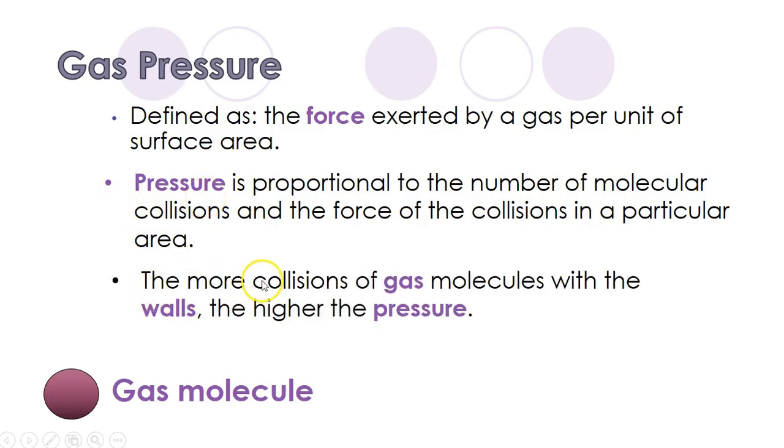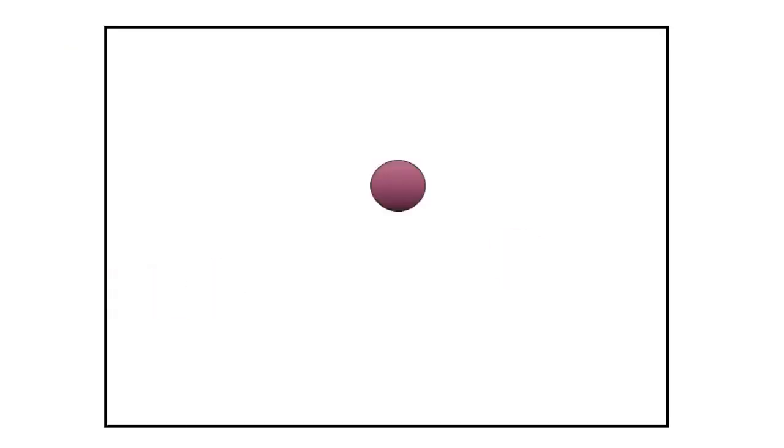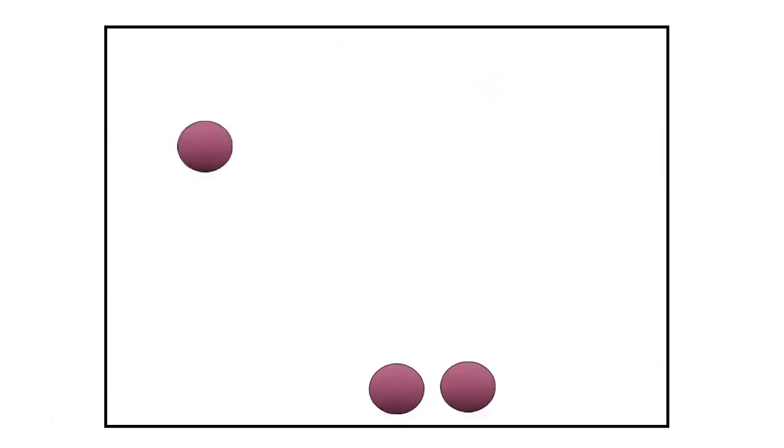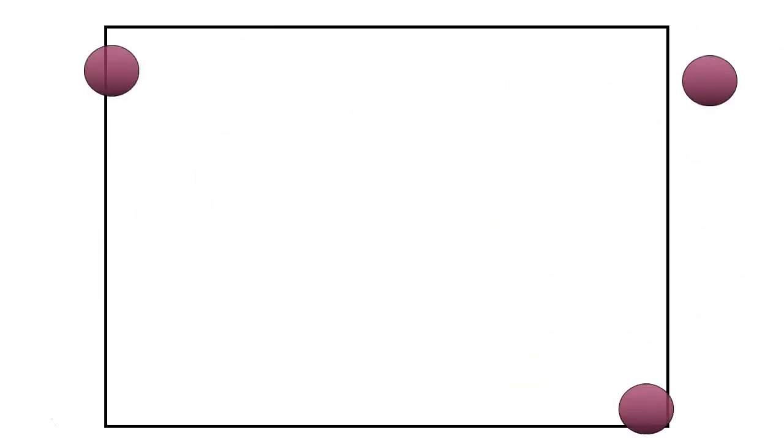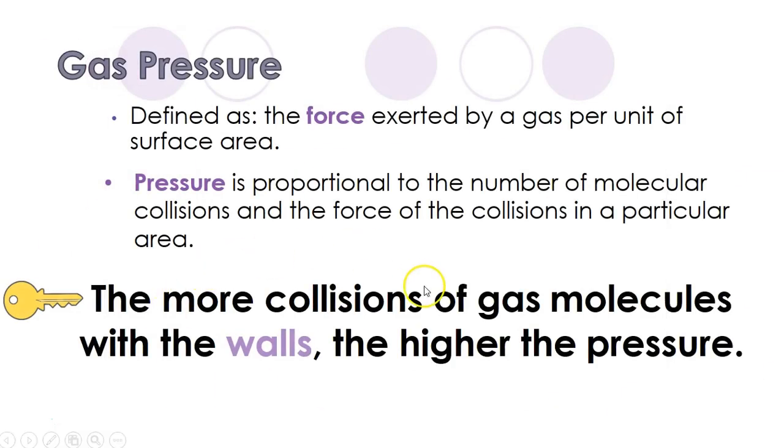Not collisions between particles though. The more collisions of a gas molecule with the walls of the container, the higher the pressure. So the more molecules that are hitting the walls of the container, you're going to have a higher pressure. So pretend we have one molecule that's bouncing all around one given area. You can see that the amount of collisions for that molecule versus a molecule where you have two, or let's say even three particles, you're going to have an increase of pressure because you have more collisions on the walls of the container. So that's our key idea. The more collisions of a gas particle with the walls of the container, the higher the pressure.